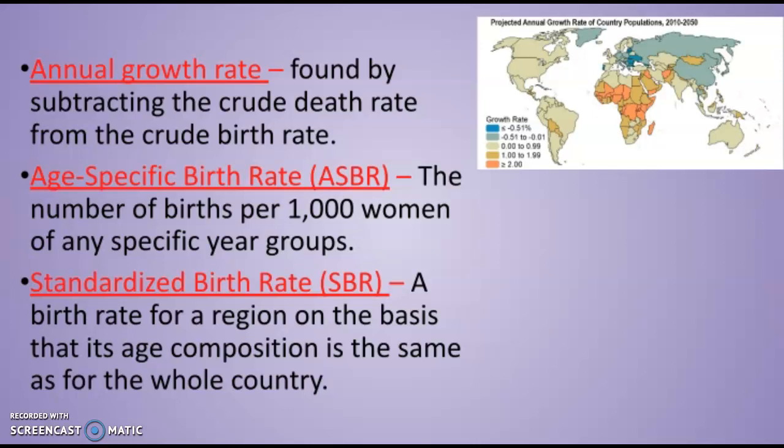So to get away from that, you can look at age-specific birth rates. And this is where you're looking at the number of births per 1,000 women, but you're specifying the years that you're looking at. So you may be only looking at women who are from 20 to 40 years old, and what is the birth rate in that group of women, and that is a better statistic that you can compare across countries and across different populations.